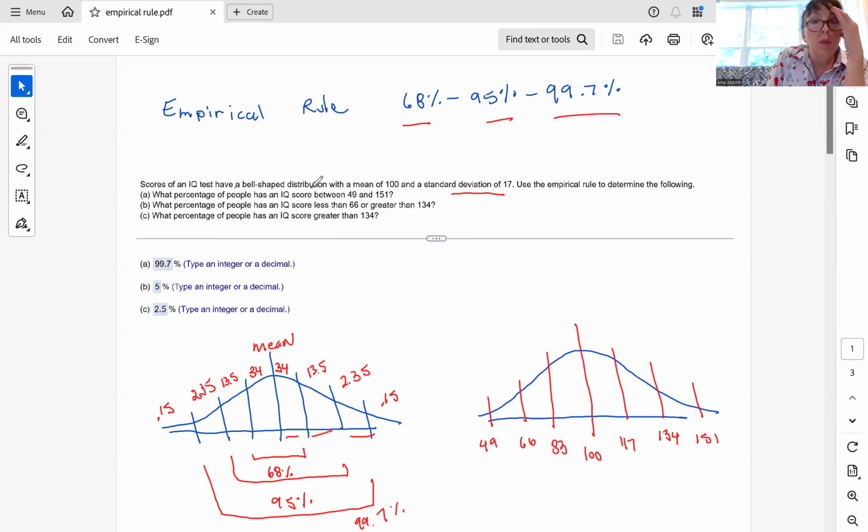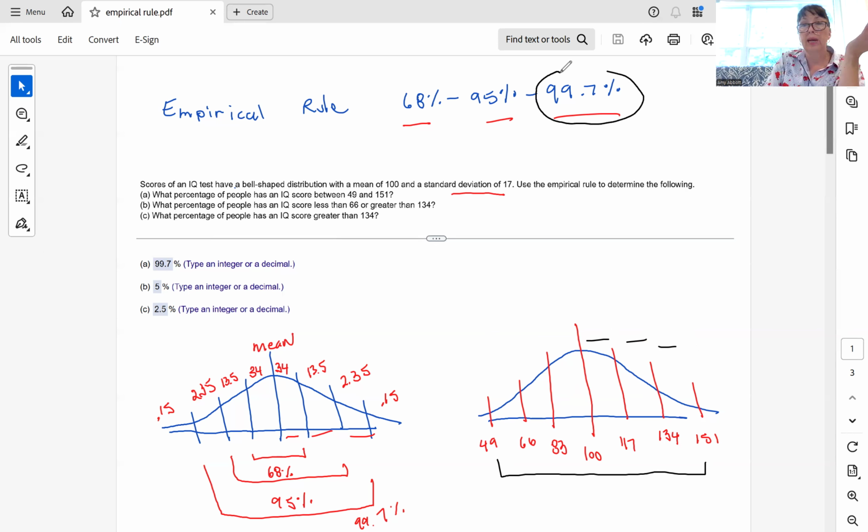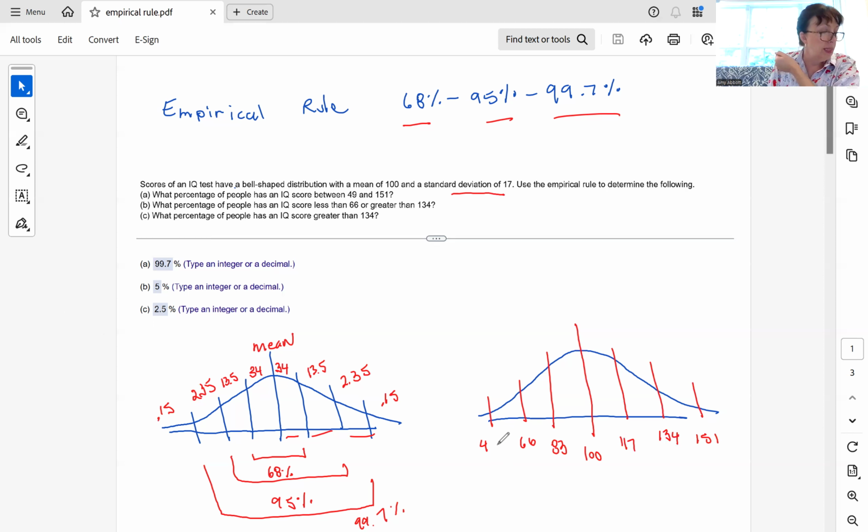They'd like to know what percentage of people have an IQ score between 49 and 151. Well, that's within 1, 2, 3 standard deviations. And within 3 standard deviations is 99.7% of the data. Then let's clean that up. Then they'd like to know, I erased that number, I'll put it back. Then they'd like to know what percentage of people have an IQ less than 66.